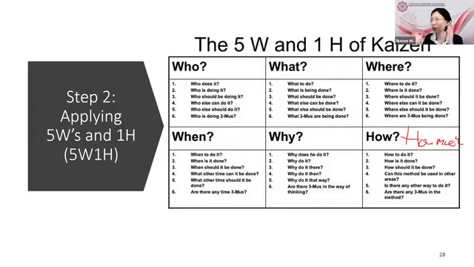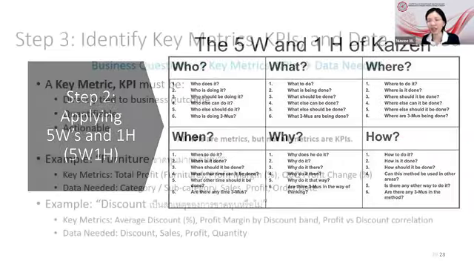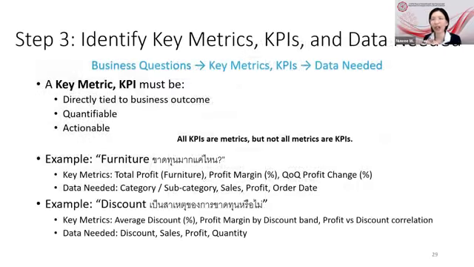So once we get business questions, the next step, step 3, is to identify key metrics and KPIs, and then from the key metrics and KPIs we can come up with the data needed. Okay, so what are key metrics and KPIs? They must be things that tie to business outcomes. They should be quantifiable and also actionable.